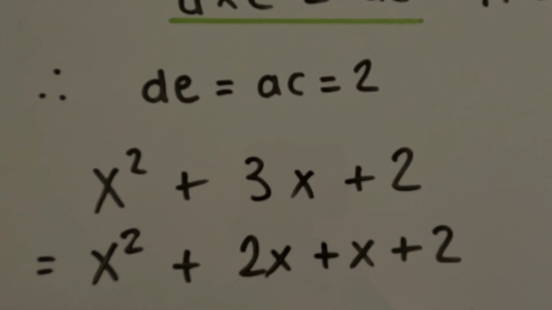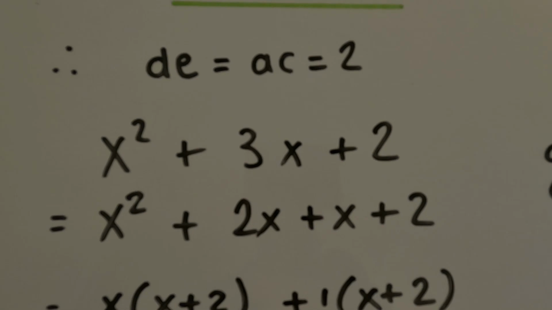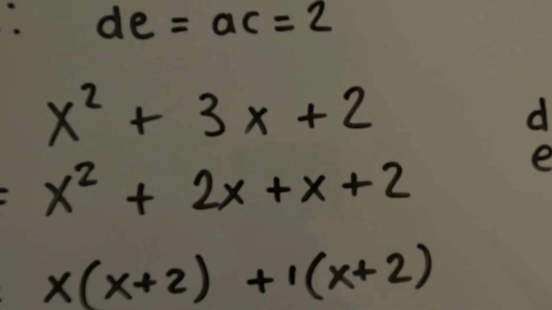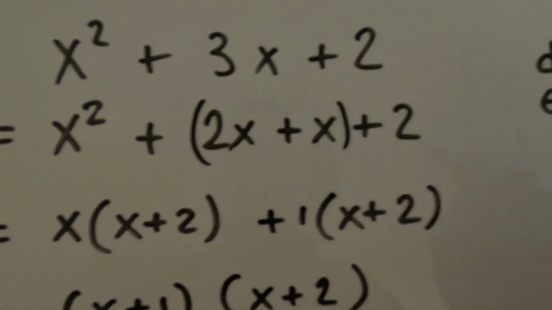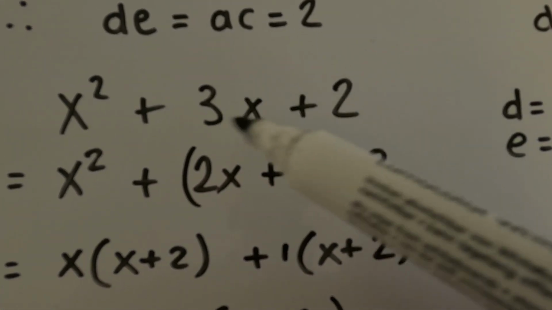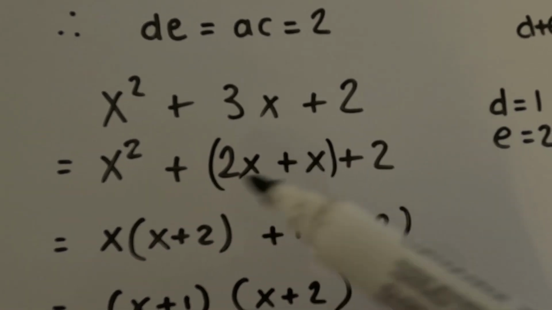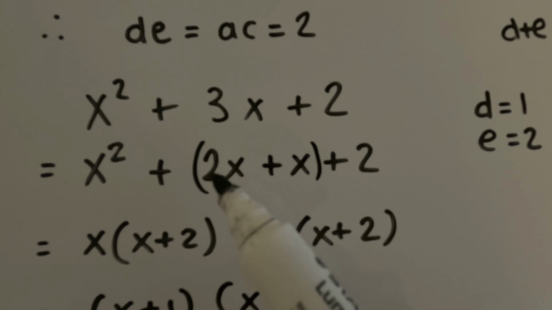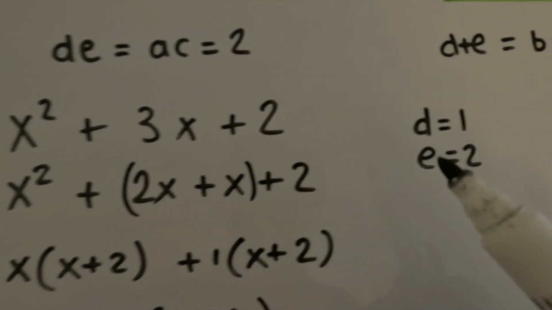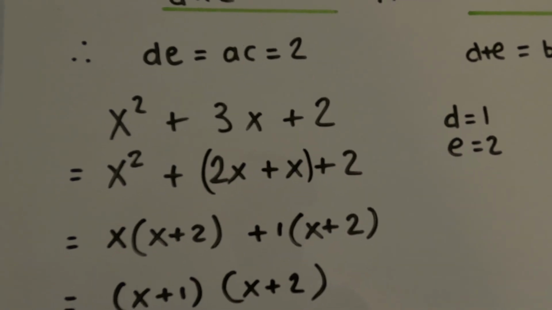So you now turn the equation x squared plus 3x plus 2 into x squared plus 2x plus x plus 2. And I'll just put a little bracket around that just to show that we've changed 3x to 2x plus x. So we haven't really done anything. We've just split it up into 2 x terms instead of 1. So this 2 and this 1 come from D and E. I will show you the general solution in a minute.